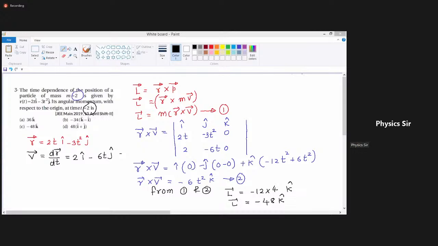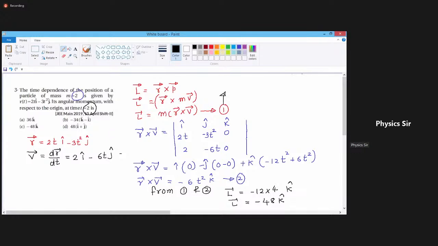Where is t? Where is the equation 1? Where is t? In equation 1 there is no t. That is the formula for the angular momentum. Equation number 1 is a formula for the angular momentum, right, Sahil?